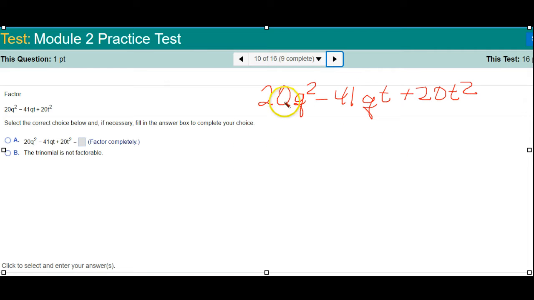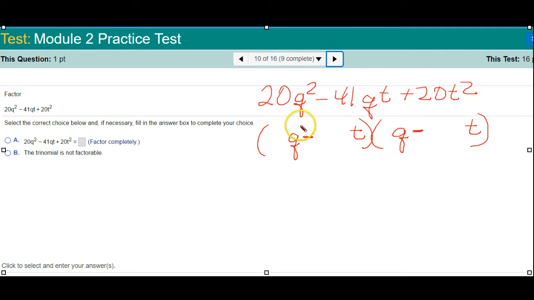Okay, and looking at something like this, it's in standard form. There's no common factor. So the next thing you do is put two sets of parentheses. And you know you're going to have a q there and a q there. And you'll have a t there and a t there. Now, since there's a negative sign in the middle and your third sign is positive, both of these have to be negative.